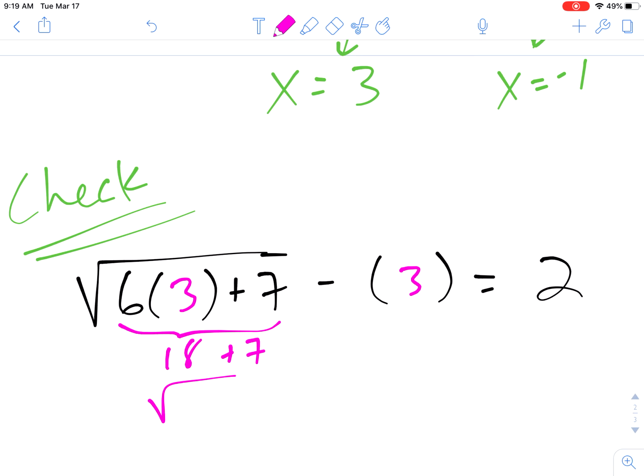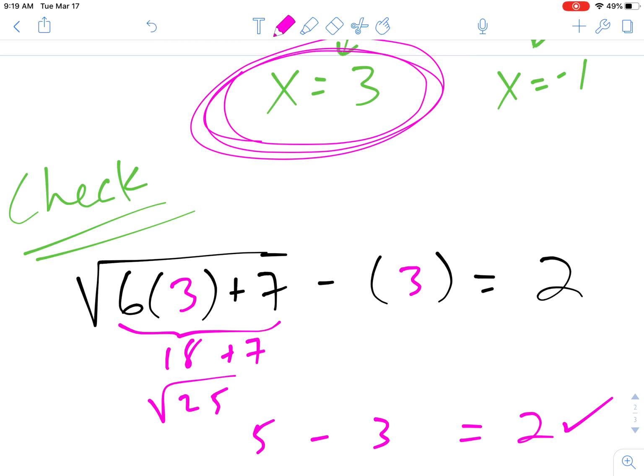18 plus 7 is 25. The square root of 25 is 5. 5 minus 3 is indeed 2. So that's a good answer. So 3 worked out.